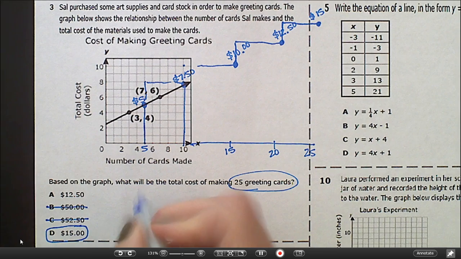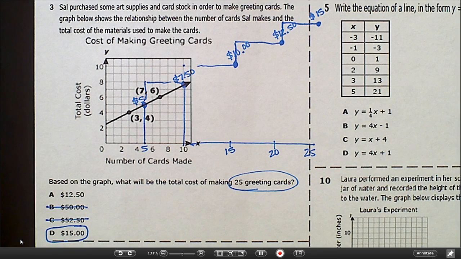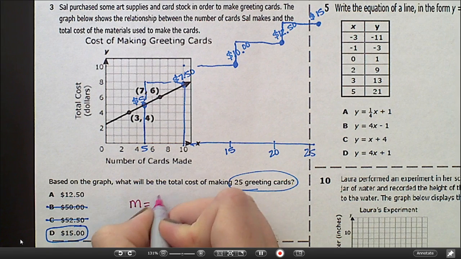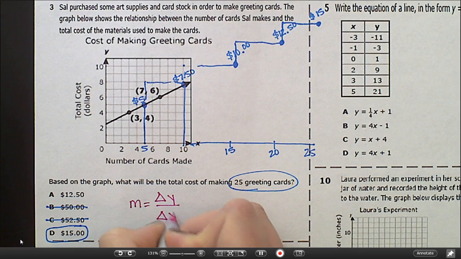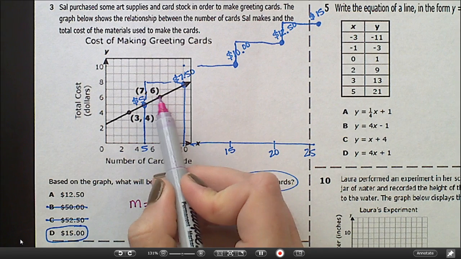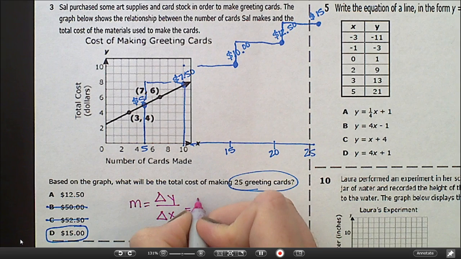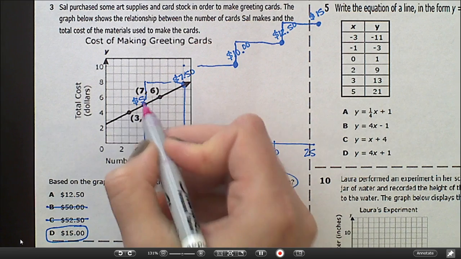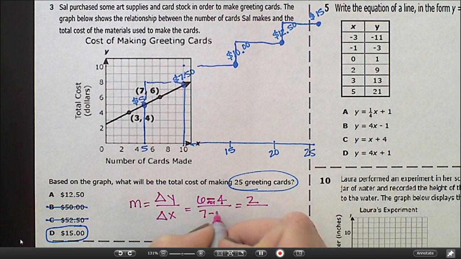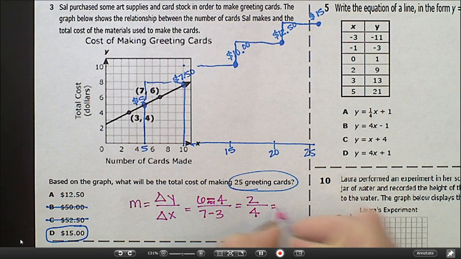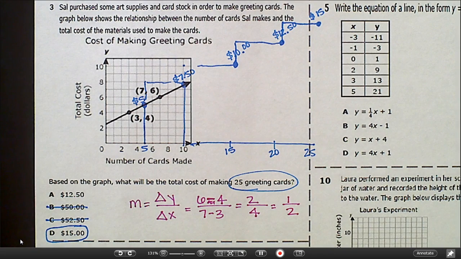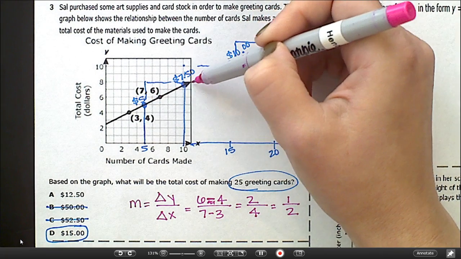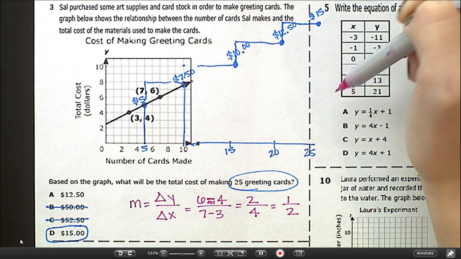Let me grab a different color for this. So my slope, or my m, is the change in y over the change in x. So my change in y here, 6 minus 4 equals 2. Here, 7 minus 3 equals 4. So my slope is 1/2. So I go up 1 over 2, up 1 over 2, up 1 over 2, on and on.